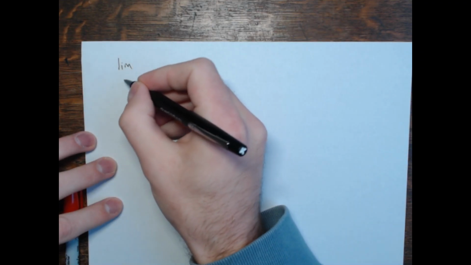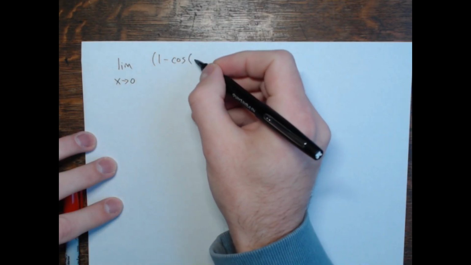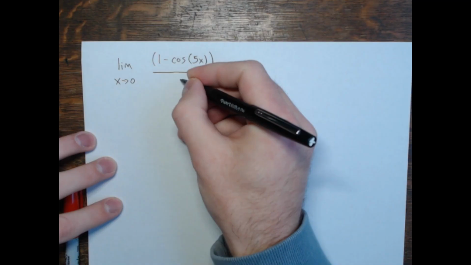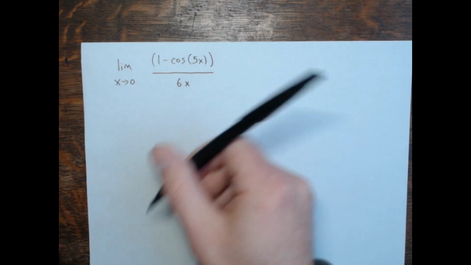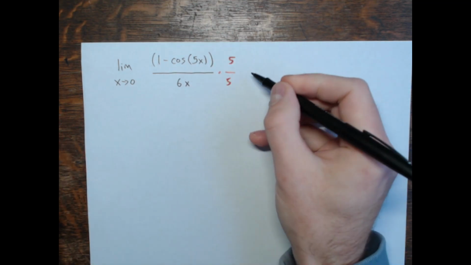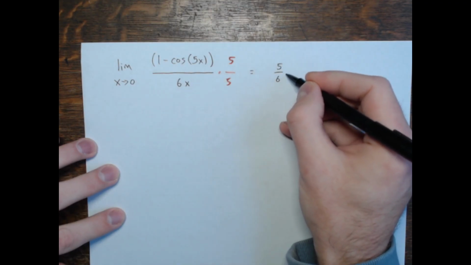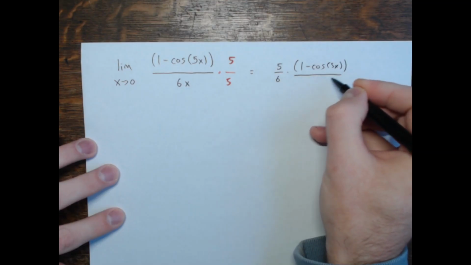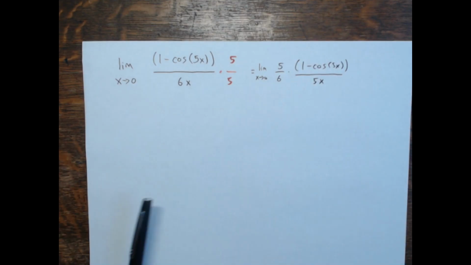So I got the limit as x approaches 0. And the numerator, we got 1 minus cosine of, now the expression inside this is 5x. And then the expression down here isn't 5x, it's 6x. All right, so I need to make that 5x. Multiply by 5 over 5. And now I have 5/6 times, and then this 1 minus cosine of 5x over 5x. Right? And the limit as x approaches 0.